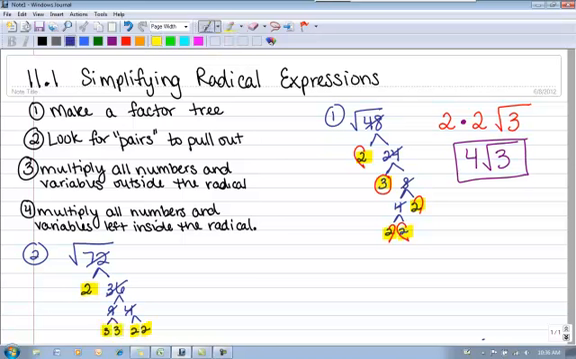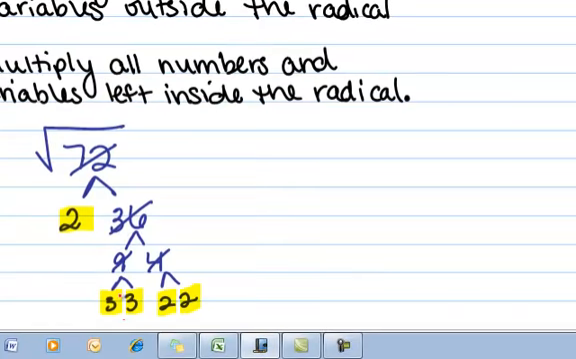And so I'm going to go ahead and ask myself, are there any pairs? And there are. There's a pair of 3s right here. Those 3s are in love, so I'm going to write them outside the radical 1 time. So 1, 3 for the pair of 3s. And then I have a pair of 2s right here, and those 2s are in love, so I'm going to write 1, 2 outside of the radical for that pair of 2s.